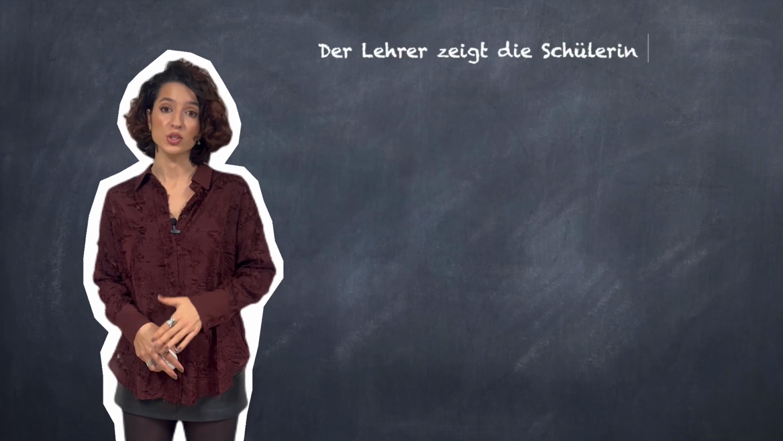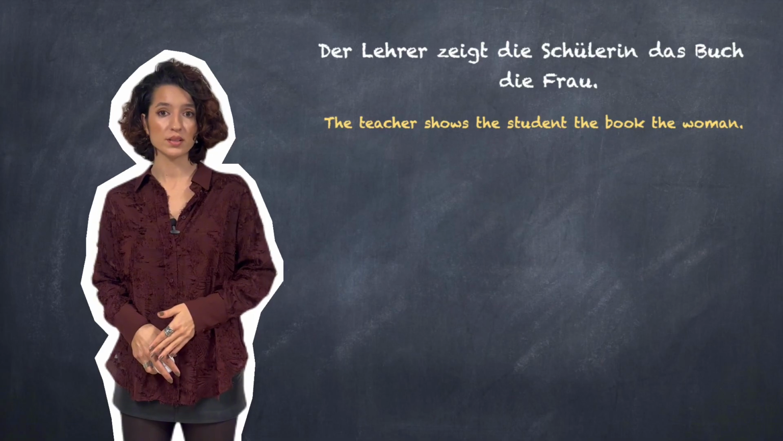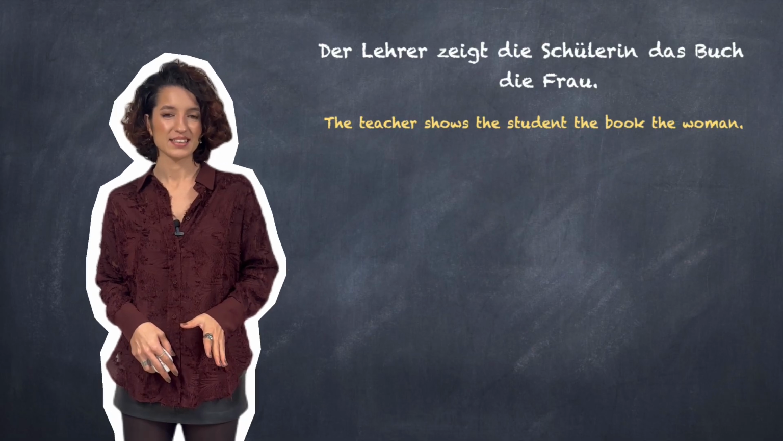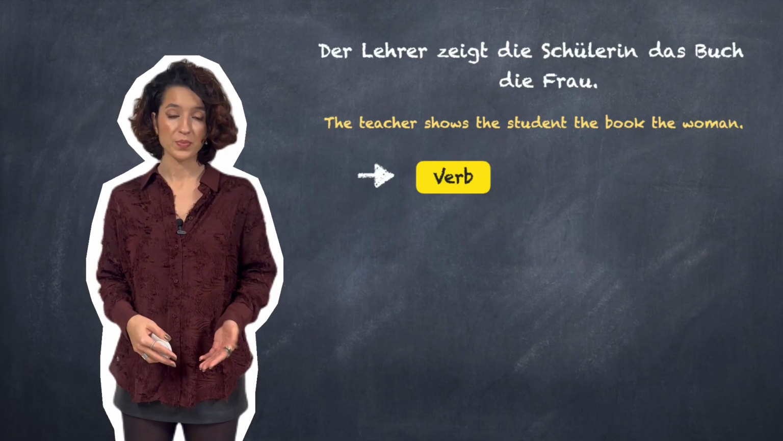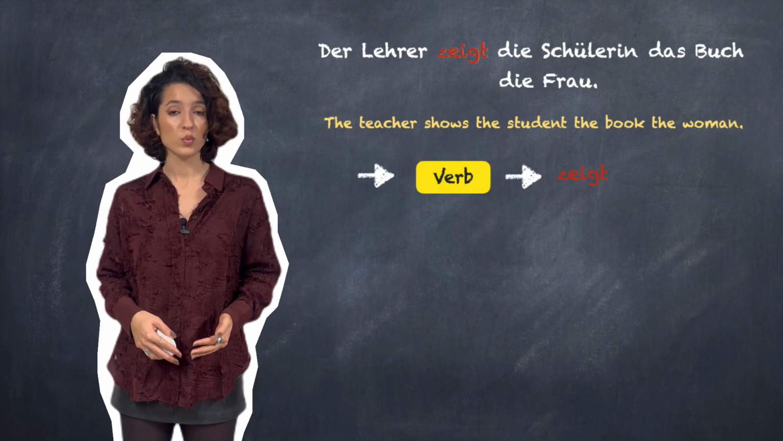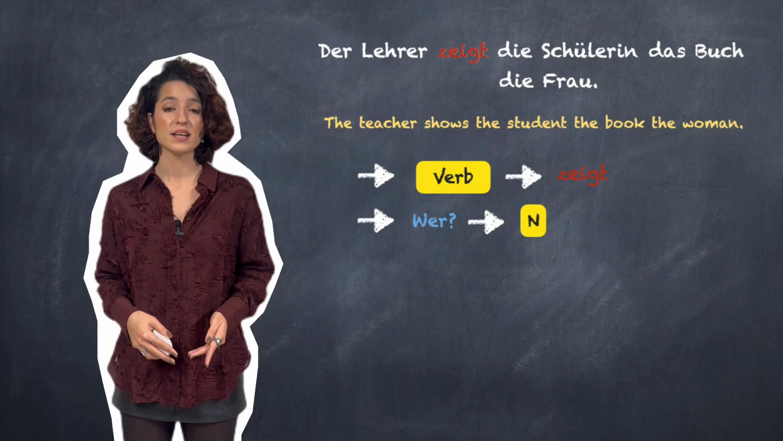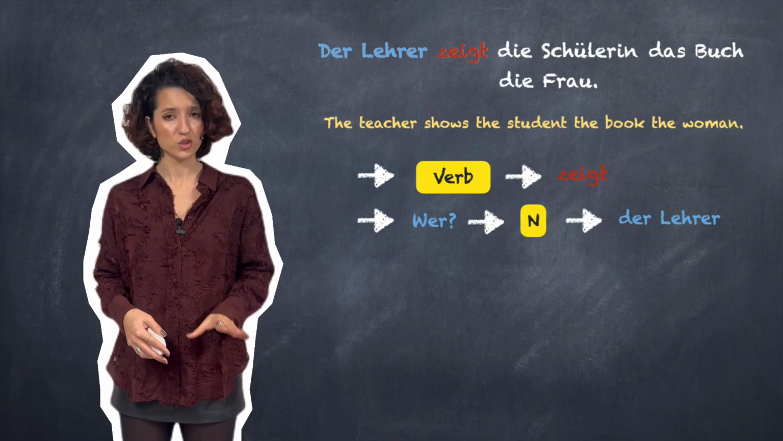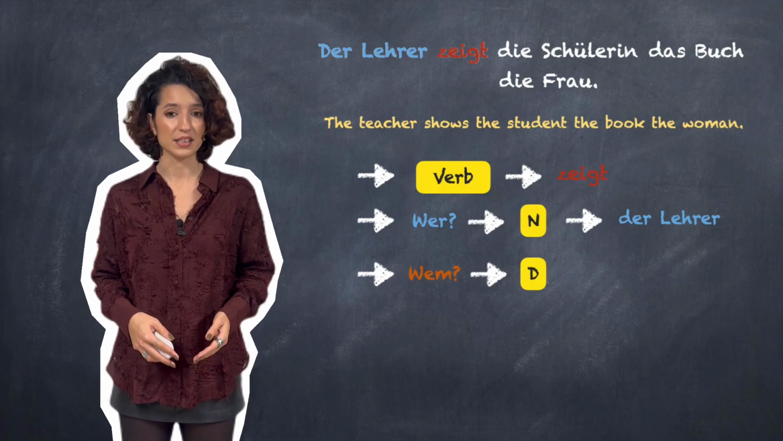Here is a tricky example. Der Lehrer zeigt die Schülerin das Buch, die Frau. The teacher shows the student the book, the woman. It doesn't sound very good, right? Okay, let's analyze this sentence step by step. Let's start with the verb, which here is zeigt. Then we can ask wer, which is the nominative, and we can ask wer zeigt, which is der Lehrer. Nothing is changing until now. Then we can ask wem, which is the dative.